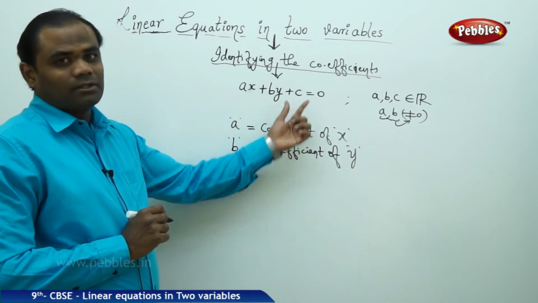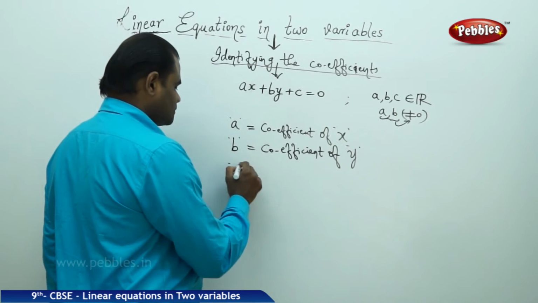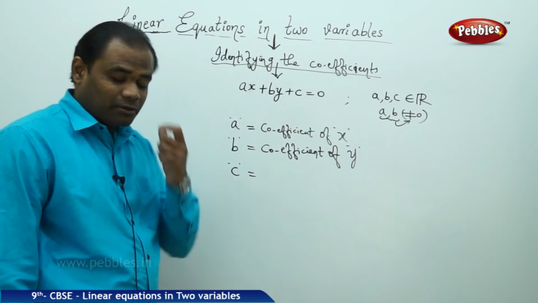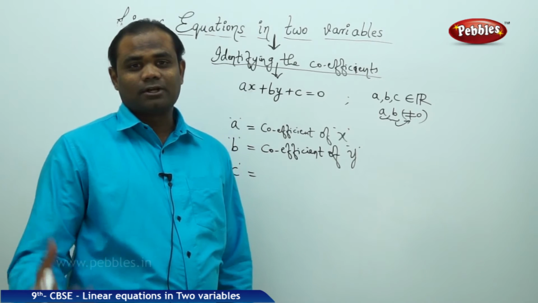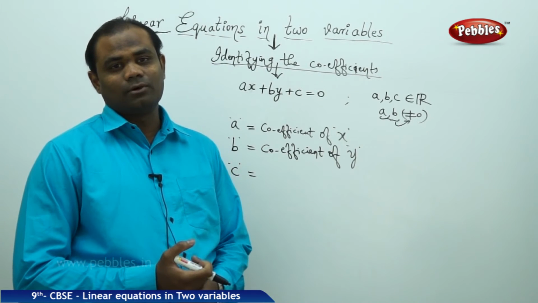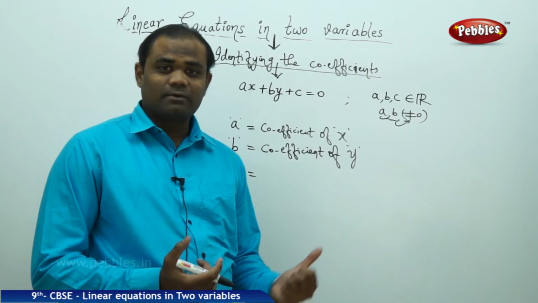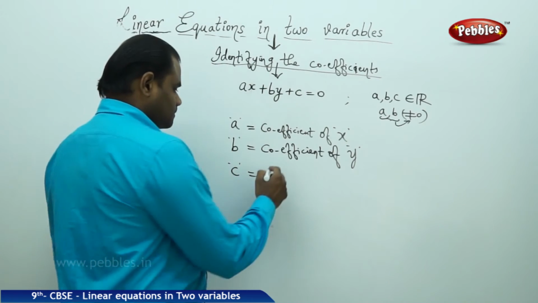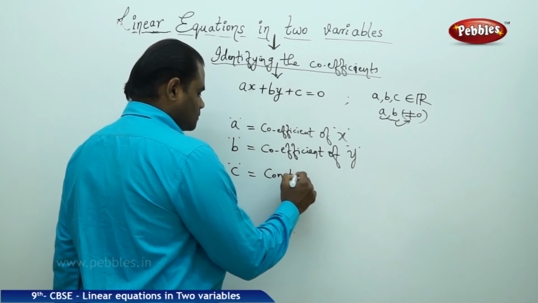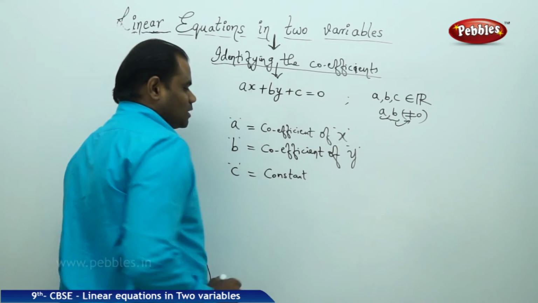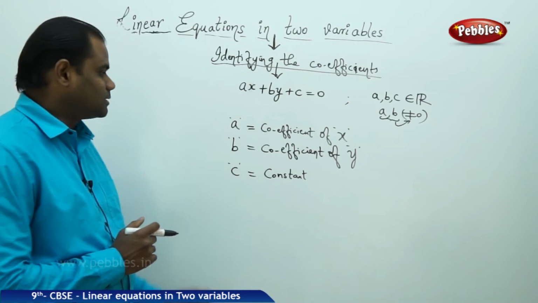Finally, it's about finding the constant c. When I would like to find the value of c, I pick the constant value in the given polynomial or in the given equation, and that acts as the value c. That is how we identify A, B and C.